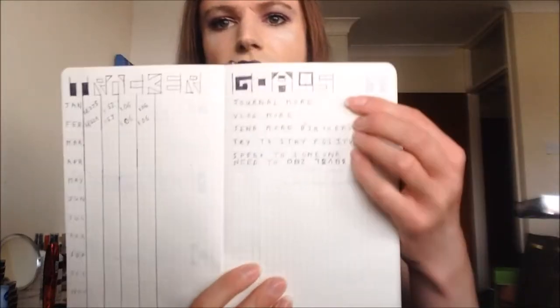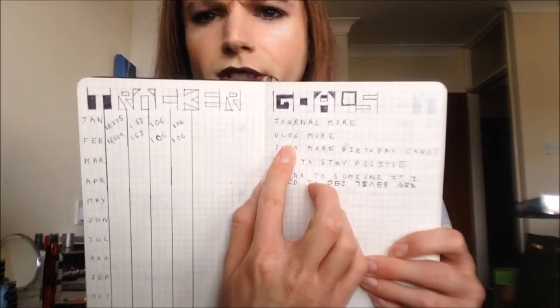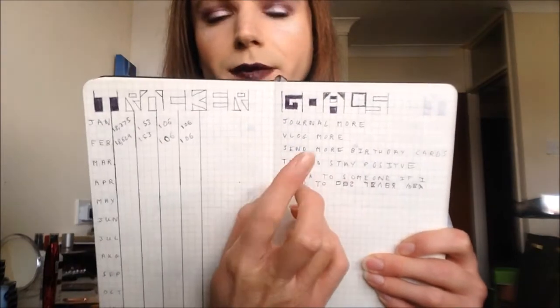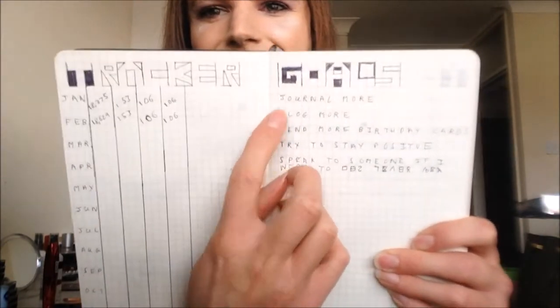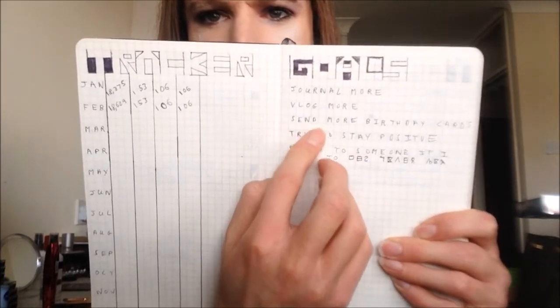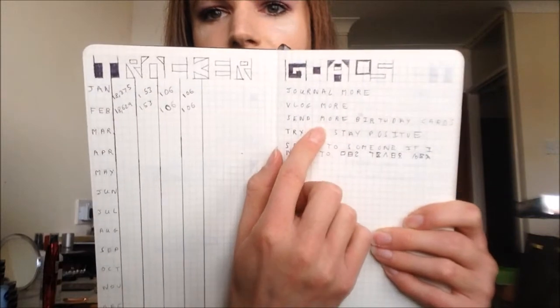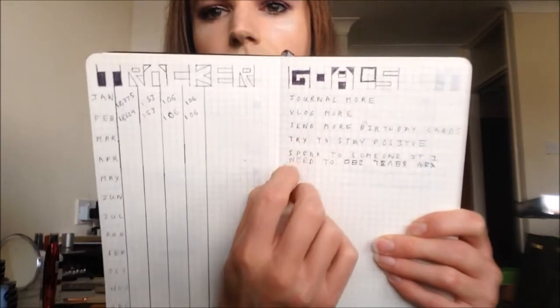Then my next page, I've got goals for the year. So I've got journal more, vlog more. I'm trying to read this backwards for the viewfinder. Send more birthday cards, because I'm terrible for that, so I'm going to hopefully try and do that this year and send more cards.